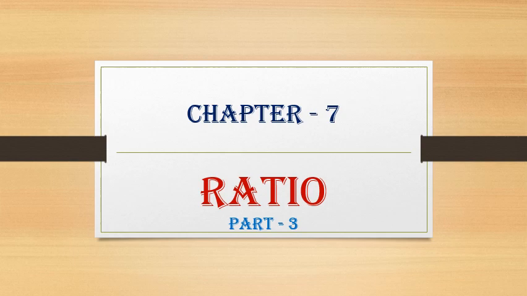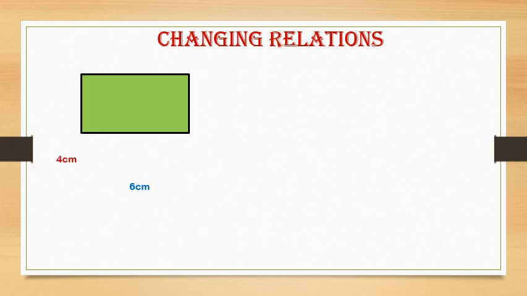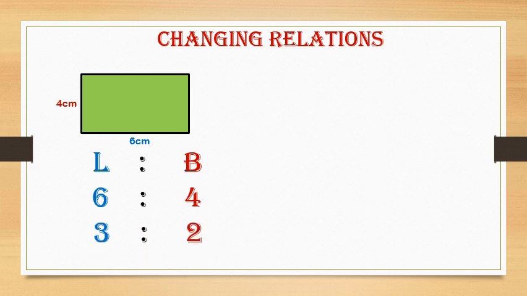Welcome back to Chapter 7 Ratio. Today we are going to discuss the heading Changing Relations. See this rectangle, children. Its length is 6 cm and breadth is 4 cm. Then what will be the ratio of length and breadth? Yes, here 2 is the common factor. When we divide it by 2, we get the ratio 3:2.